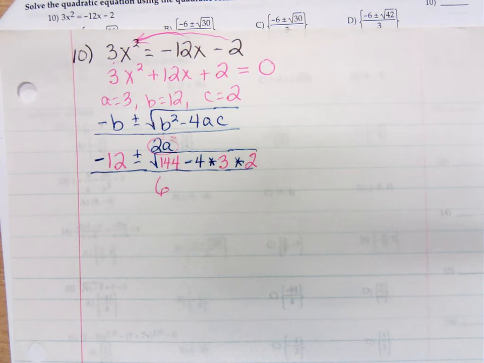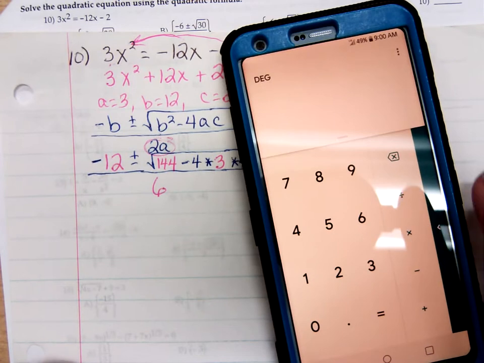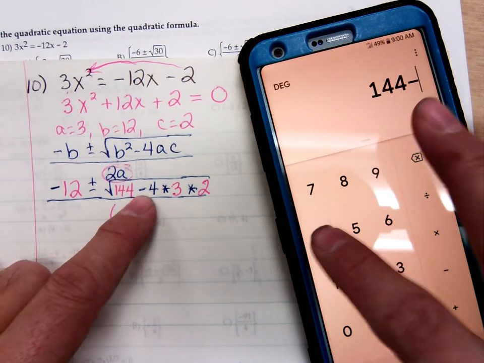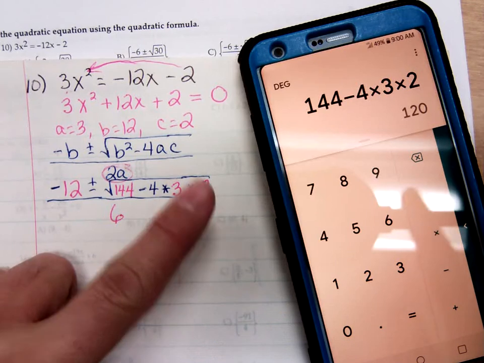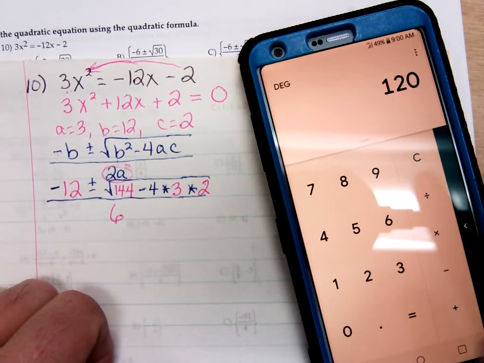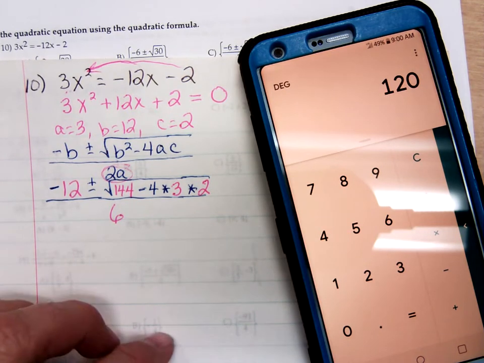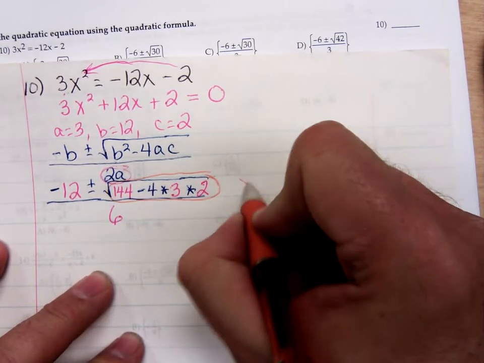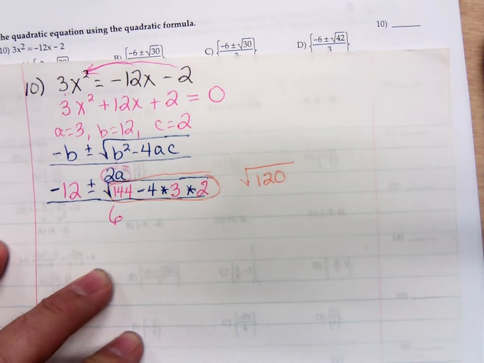Now the next thing I would do is punch in the stuff that's under the square root symbol. Let's simplify that square root. I'm going to use my cell phone calculator just because it shows under this better. Okay, so punching in what's under the square root. 144 minus 4 times 3 times 2. That's 12 times 2, 24. So we have 144 minus 24, 120. We have square root of 120. So all of this is the square root of 120. Is that orange showing? Not much.